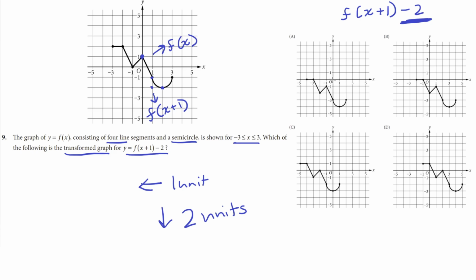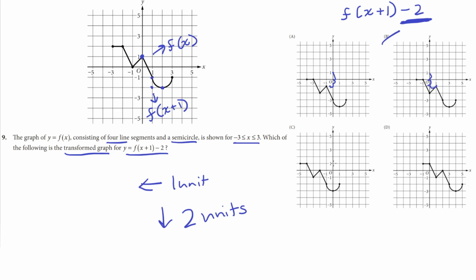So looking at A, we see that 0, 1 was originally here, but now it's been shifted down 2 units and 1 to the left, so that's good. In graph B, we see that the tip of the triangle here has been shifted down 2 units, but shifted to the right 1 unit, so that means B is incorrect.